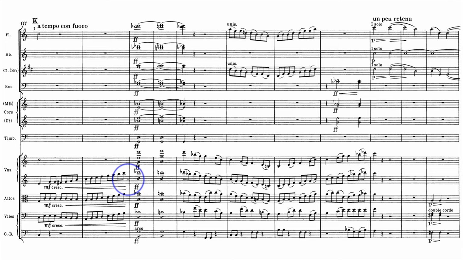Here you have a situation where it's just very easy for the violas and the cellos to go down, up, down, up, and so on. But the second violins are going to have to go down, down, up, down, up, down, up, down, up, down, up, right? It's just a very simple thing.